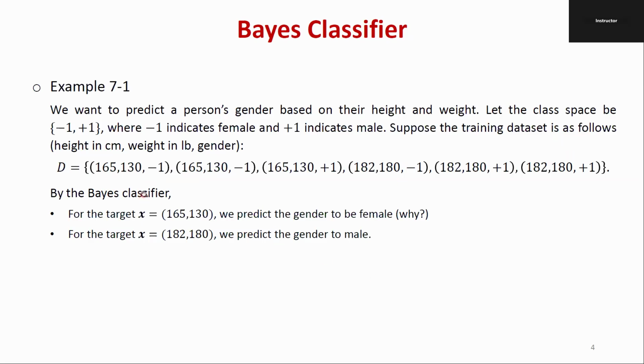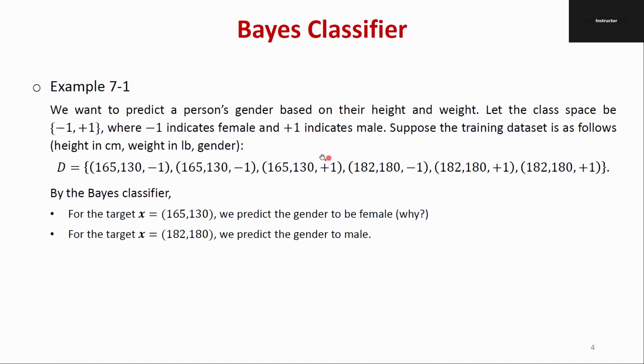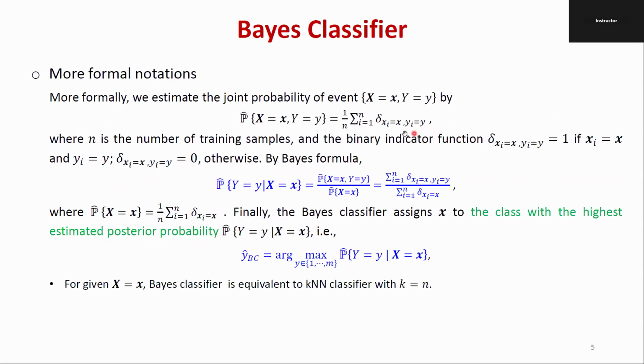So simple. How many data in total? That is my m. My total data is 1, 2, 3, 4, 5, 6. So m equals 6. Then you just need to see how many data are 165, 130 with gender equal to female. 1, 2, it's only 2. So the probability is 2 over 6, which is 1/3. Done. This is just the total number of times x equal to x and y equal to y occurs over the total number of training data. Super simple.